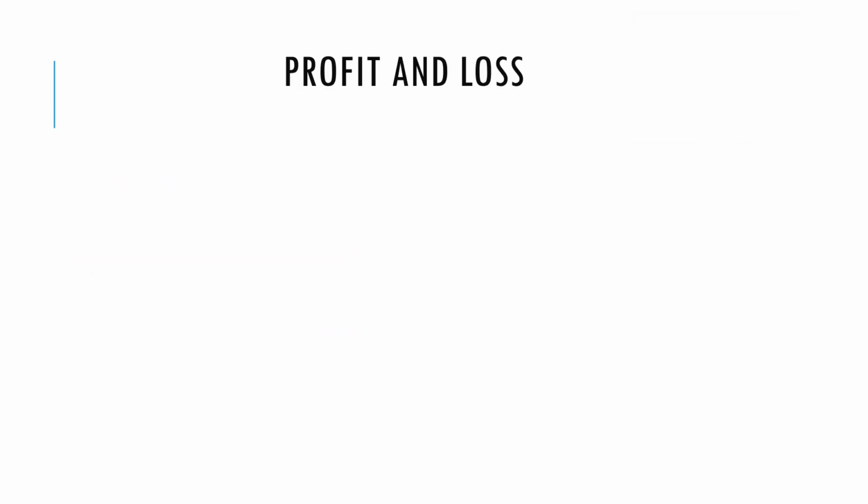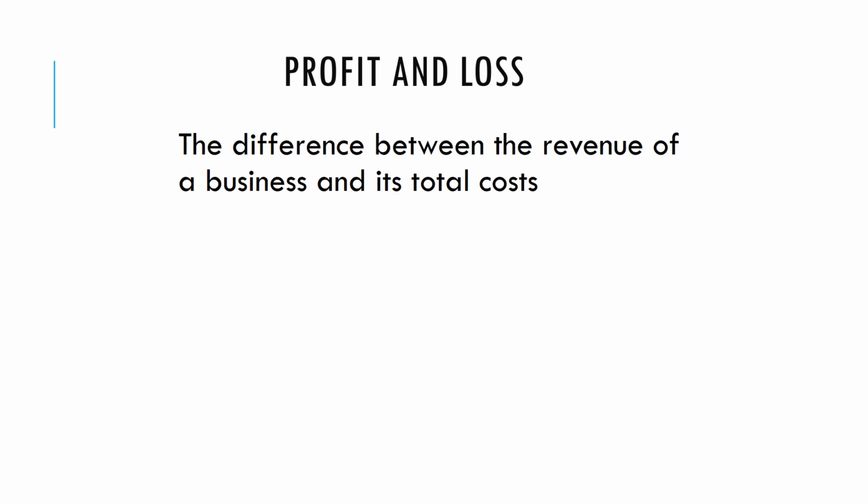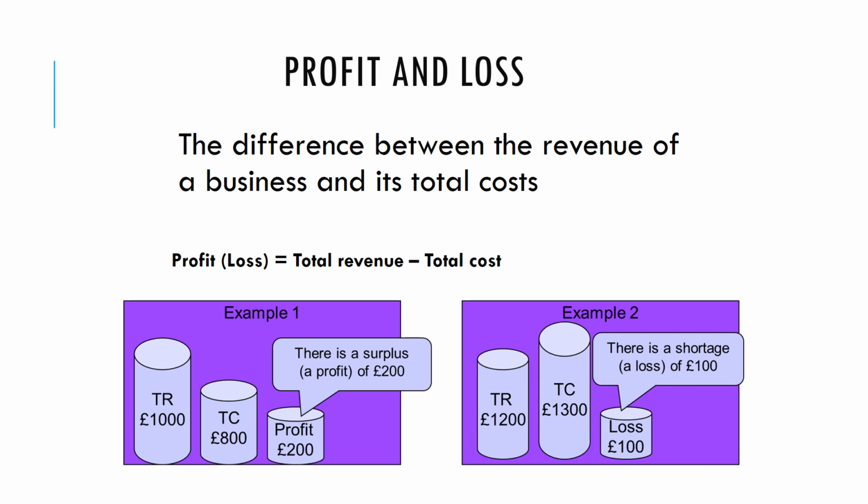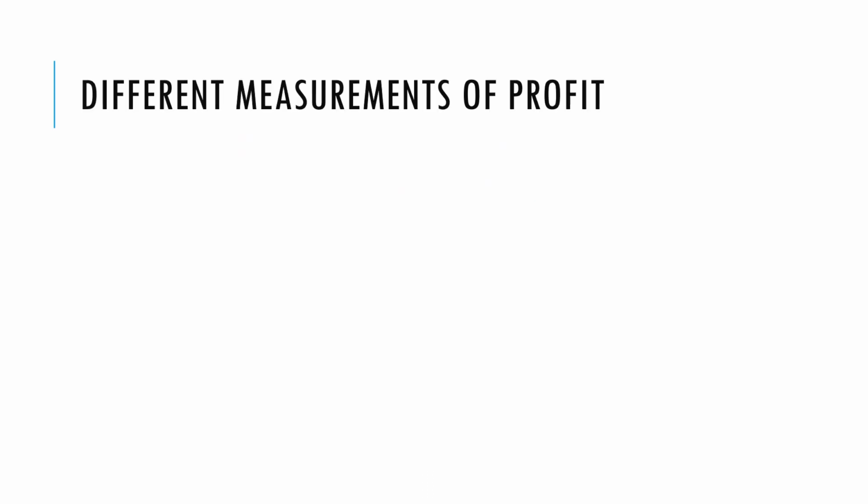So let's start off with a quick reminder of what profit and loss is all about. Profit is the difference between revenues and costs. So total revenue minus total cost. If there's money left over, a surplus, we have a profit. If there's a shortage, then we have a loss. Now in business, there are three different measurements of profit, and we should take these definitions down in our notes.